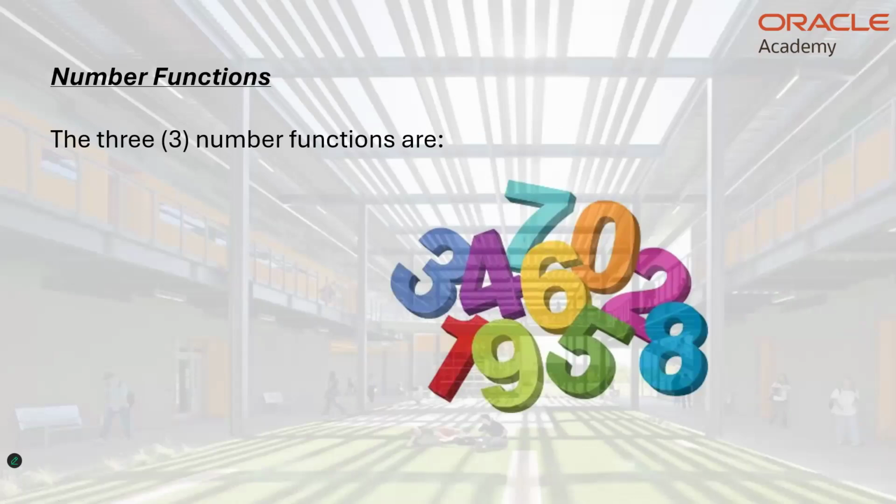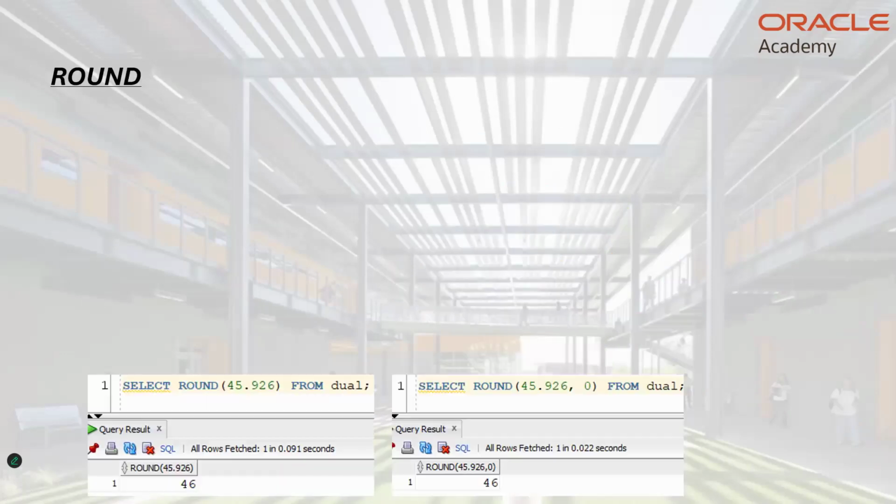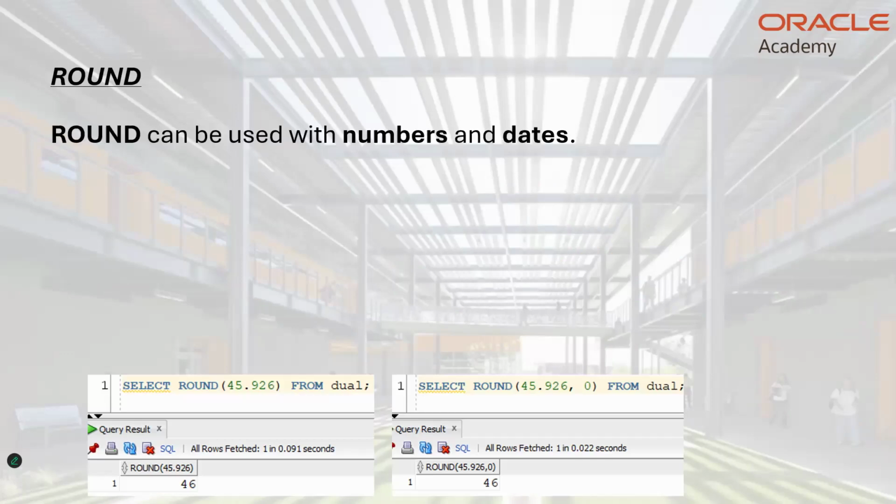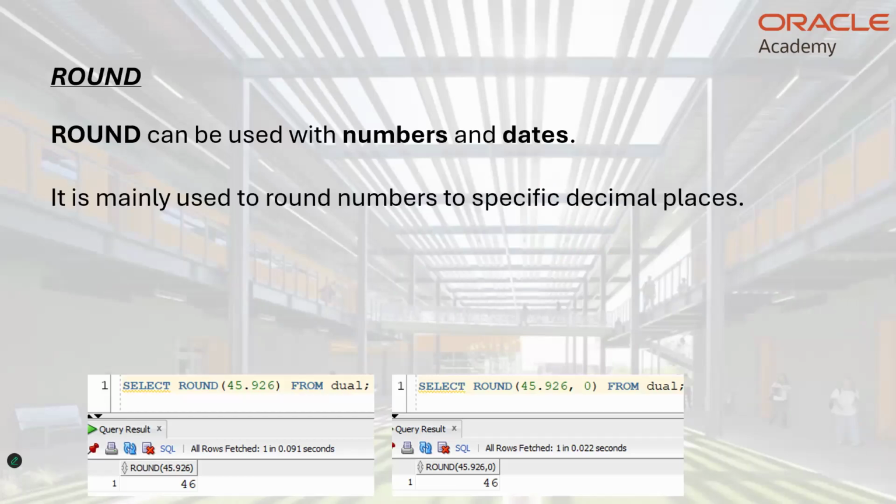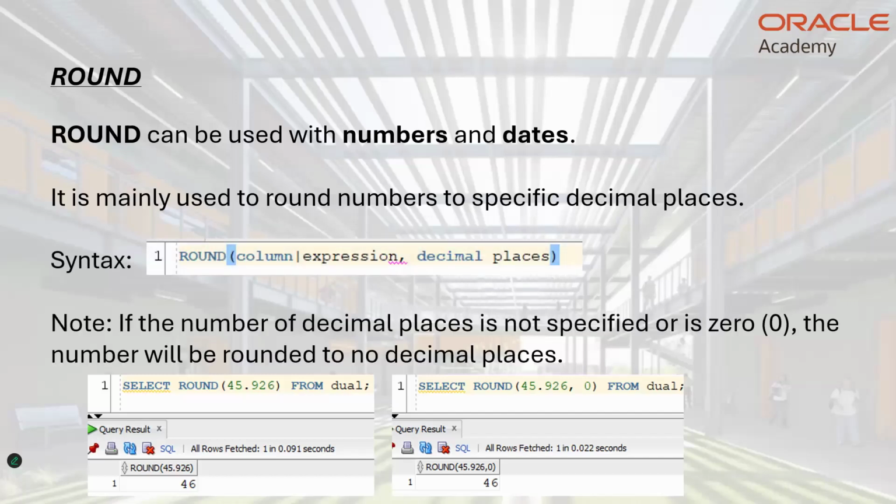So there are, count them, three number functions. There's more, but for us, we're going to stick with the three: round, trunc, and mod. I mentioned that before, but these are the ones that we will be working with. Round can be used with numbers and dates. It is mainly used to round numbers to a specific number of decimal places. The syntax is round, and then your column or your expression, and then your number of decimal places.